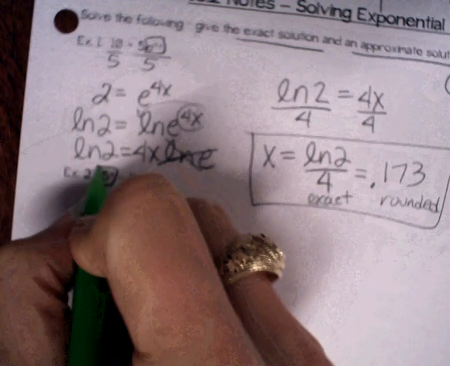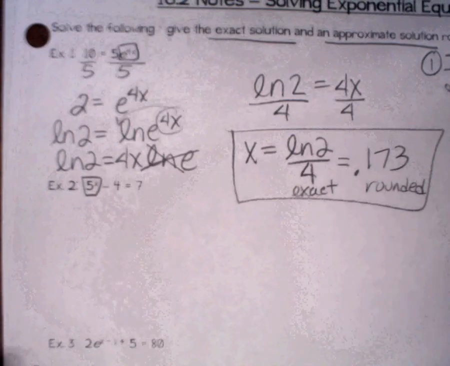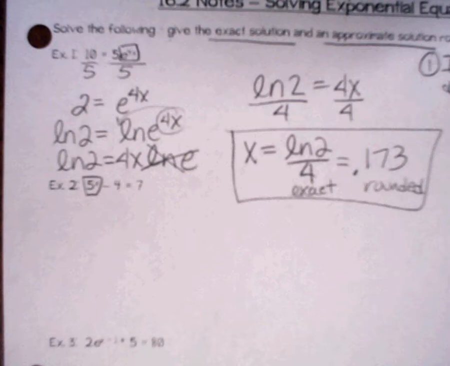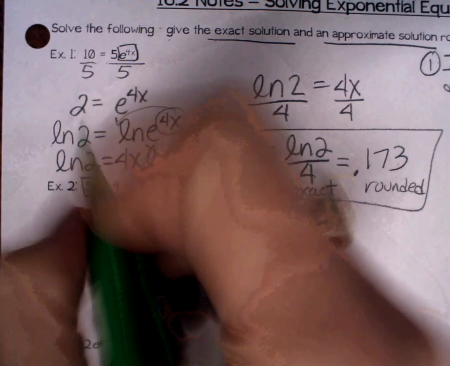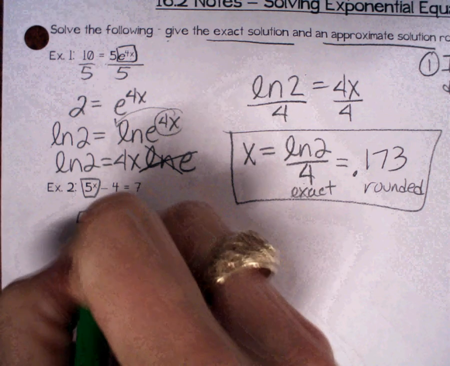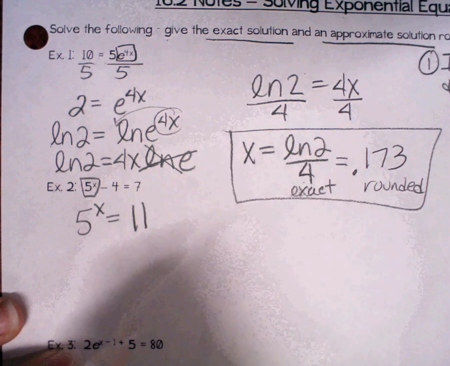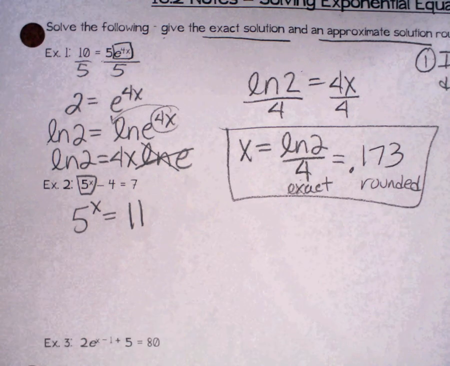Let's try a next one. I like to box in my base and its exponent. Obviously I want to isolate the 5 to the x, and I do that by adding 4. So 5 to the x equals 11.